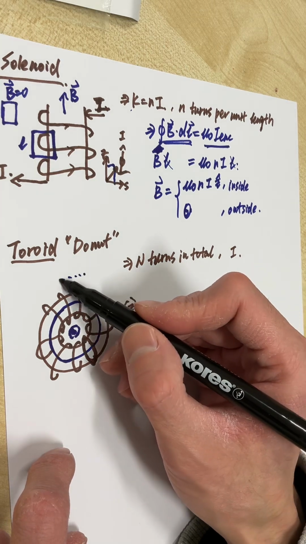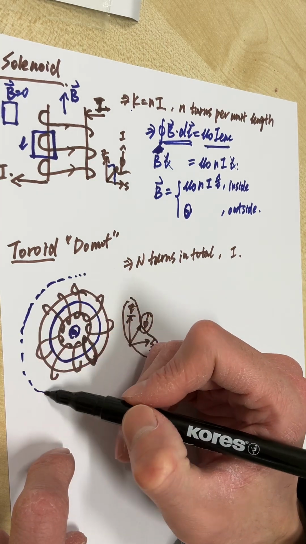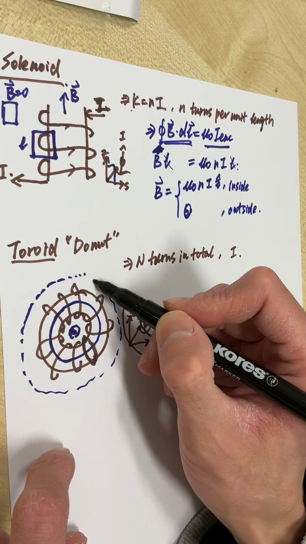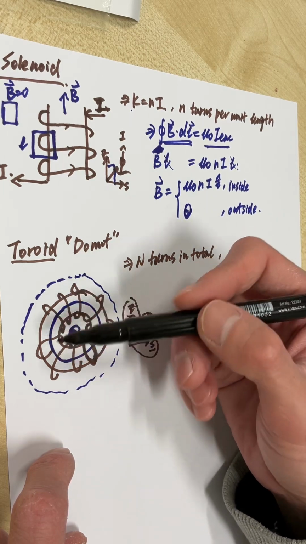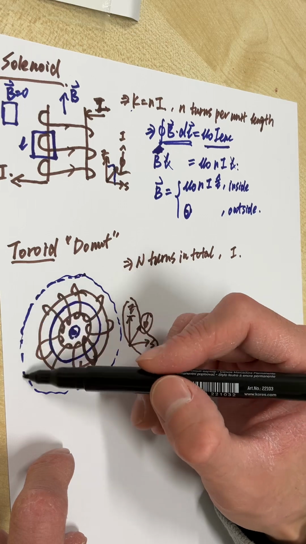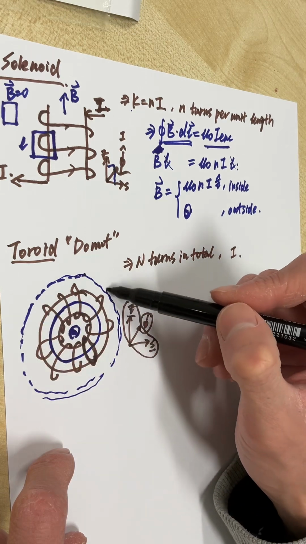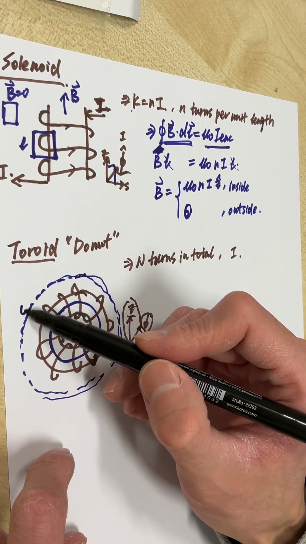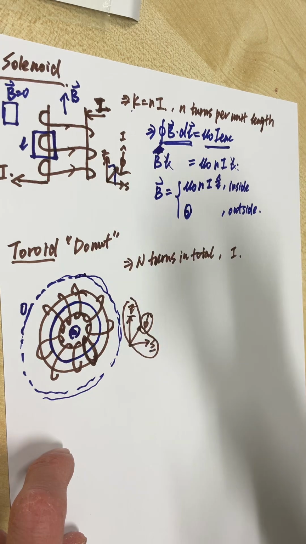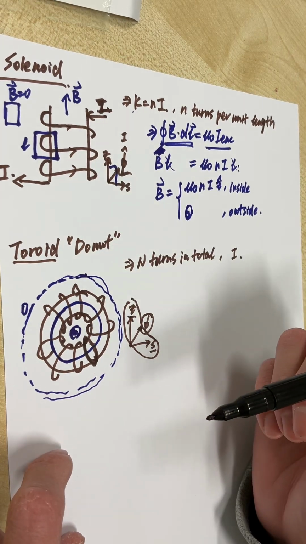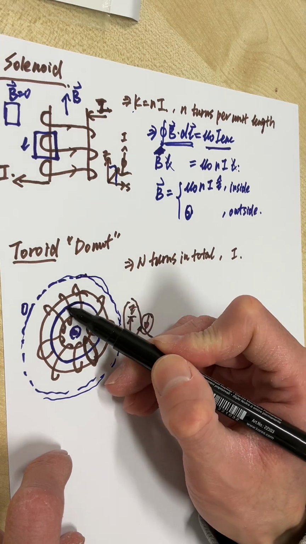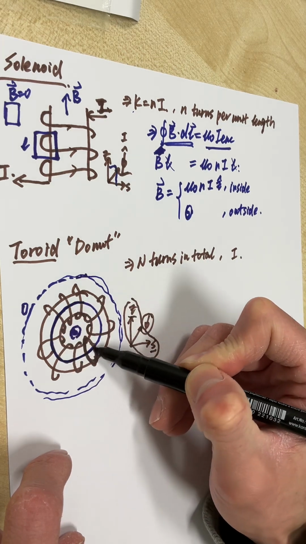What about outside? That's a very curious thing. The thing is, the current goes up and down, up and down, up and down. So the total current enclosed for this loop is also 0, because all the up current will cancel all the down current. Okay, so only this one would give us a value.